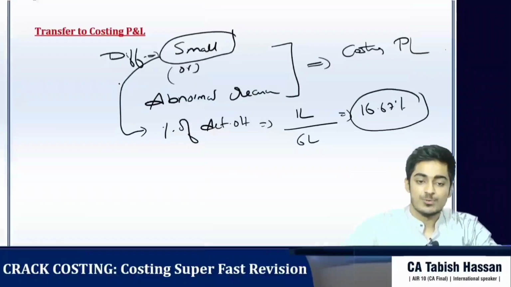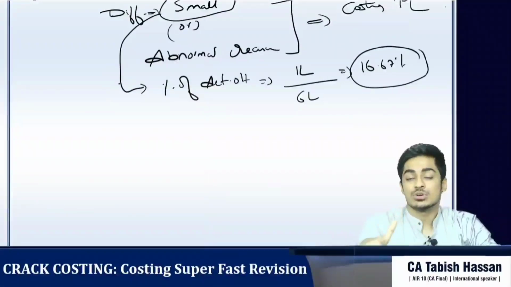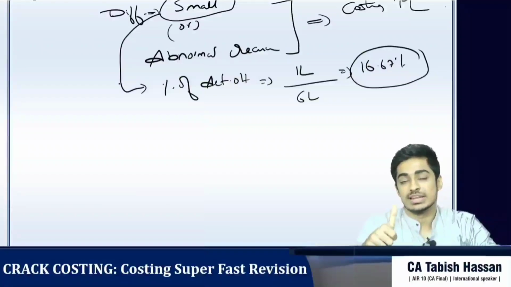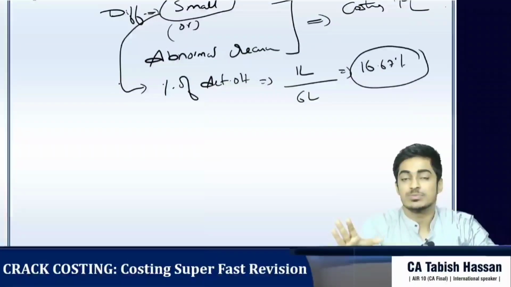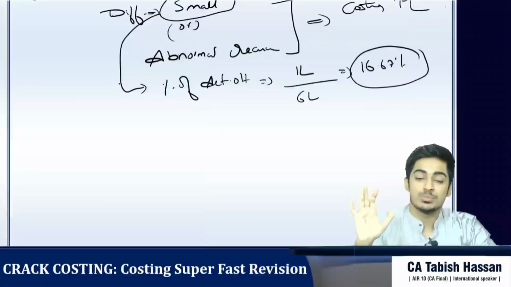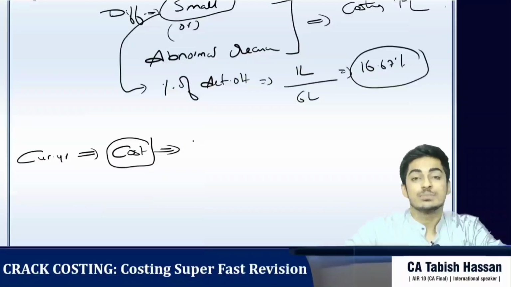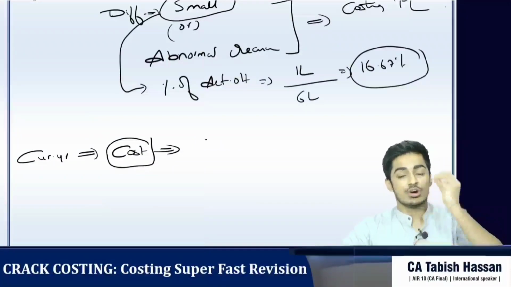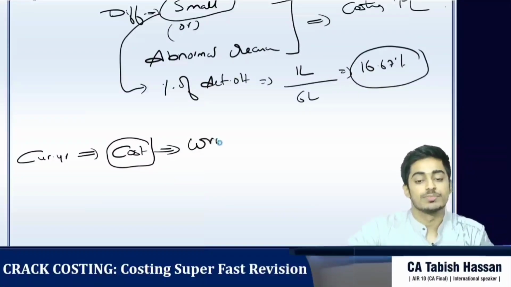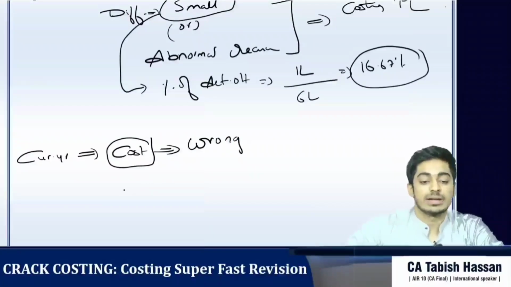So when do we transfer the amount to costing P&L? If the difference is small, that is, the percentage of under or over absorption to actual overhead is very small, or it is due to an abnormal reason, we would transfer it to costing P&L. So what happens if we transfer the amount to costing P&L? Point number 1, the current year's cost calculation would be wrong. But the current year's profit calculation would be right.